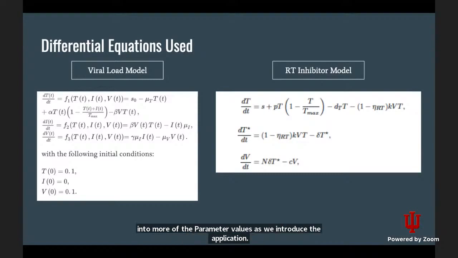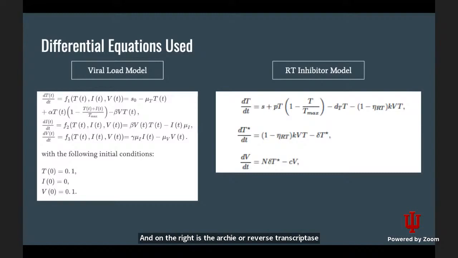And on the right is the RT, or reverse transcriptase inhibition treatment model, which is what the second paper analyzed. And it actually uses the same differential equations used to model the original HIV model, with some different parameter names and valuations. The one big difference being the 1 minus N_RT in front of the k or beta TV. And what that essentially is, is the efficiency of the reverse transcriptase inhibition treatment, which is never quite at 100%, even when medical professionals are administering it to a patient.